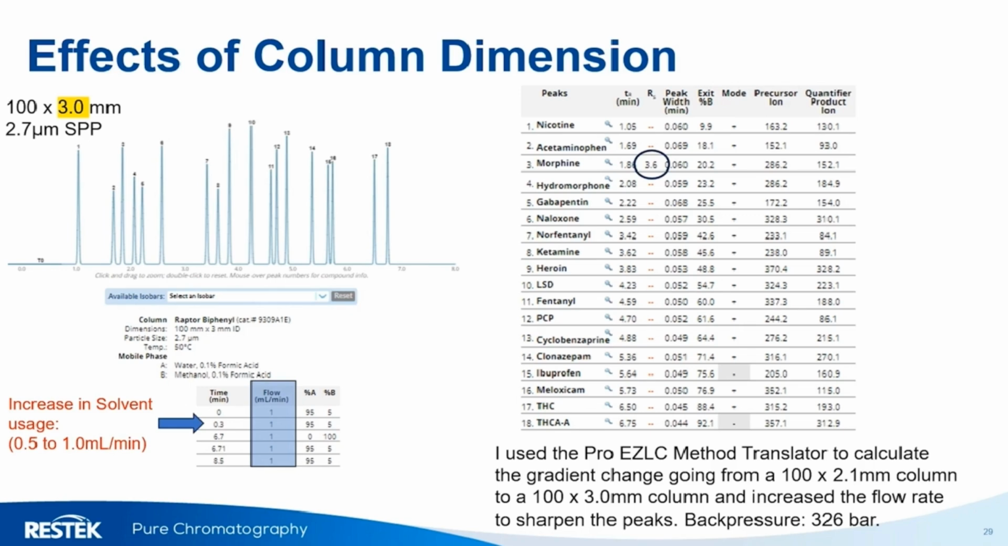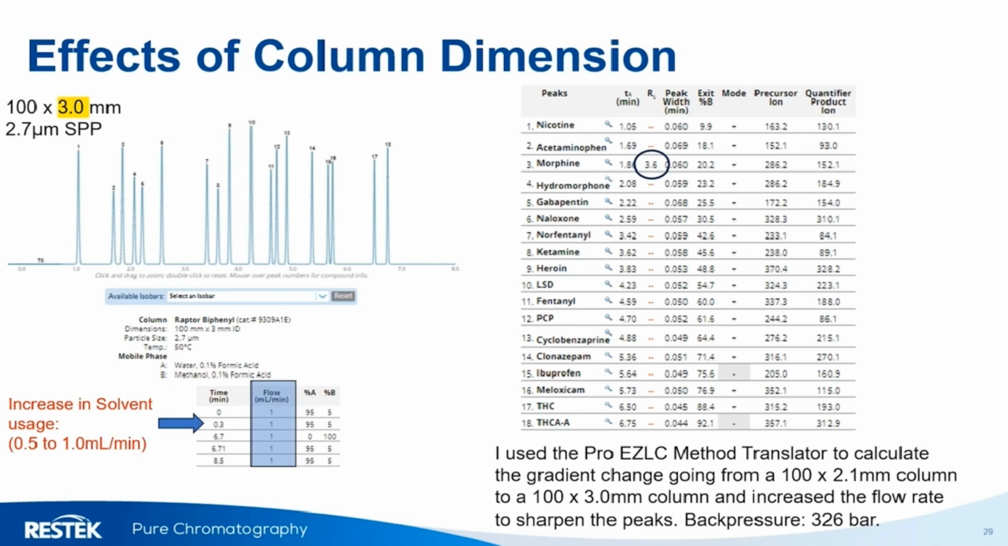It meets lots of my requirements. The overall resolution between morphine and hydromorphone is even improved with this, kind of owing to the consideration that higher linear velocities, higher flow rates on SPP columns produce highly efficient chromatograms. No peaks are overlapping, good resolution all around, good peak shapes, even more narrow than we saw on the 100 by 3 with the 0.5 mL per minute flow rate.